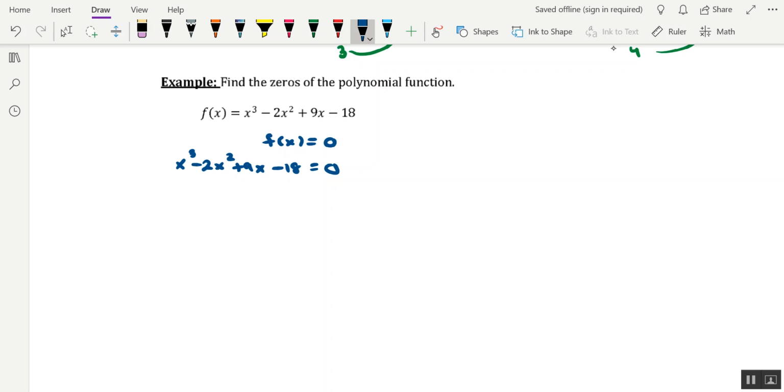Your first attempt at this should always be to try and factor the polynomial by hand. You'll notice this polynomial expression on the left has 4 terms, so you could try factor by grouping. And I'll let you in on a little secret. This polynomial actually does factor by grouping.